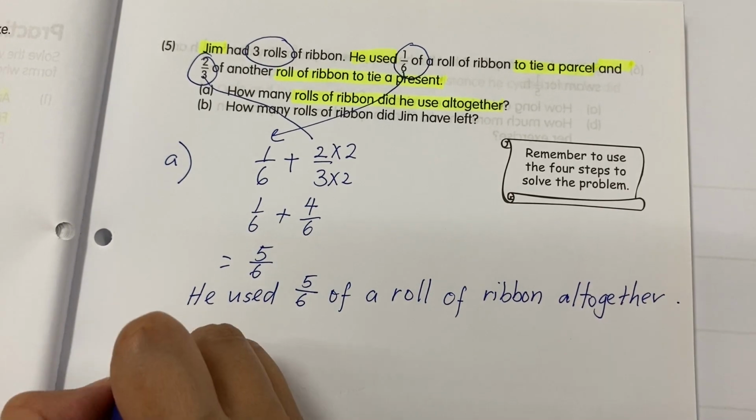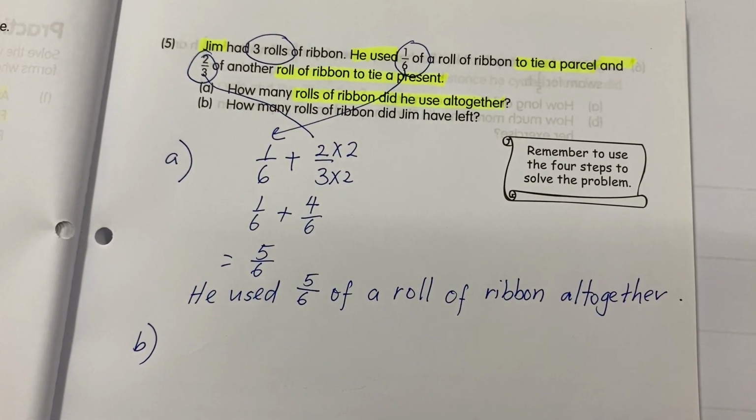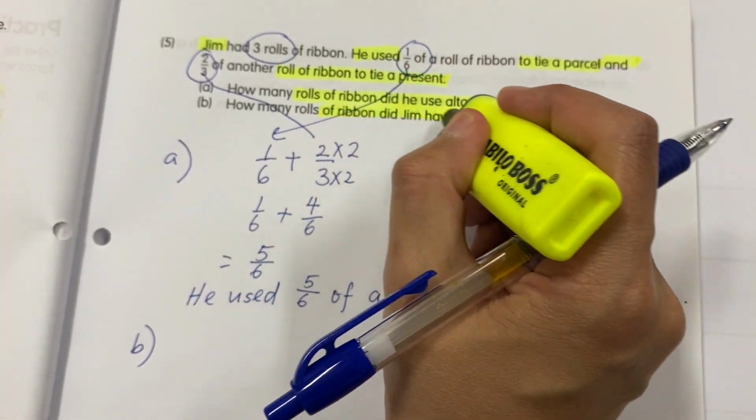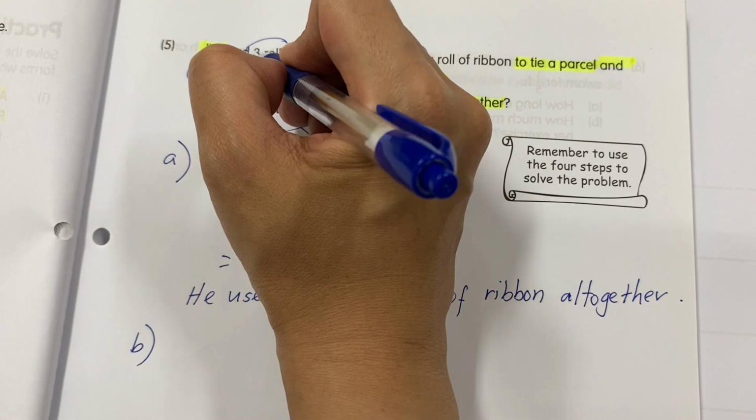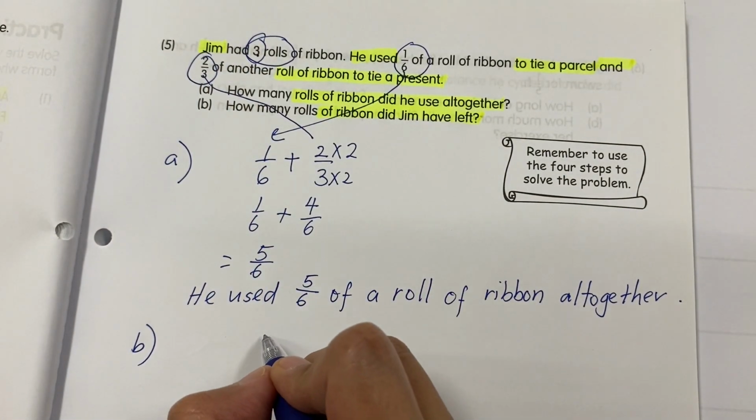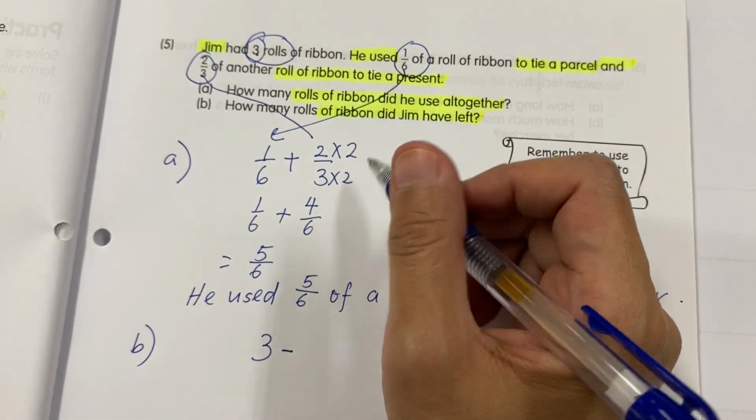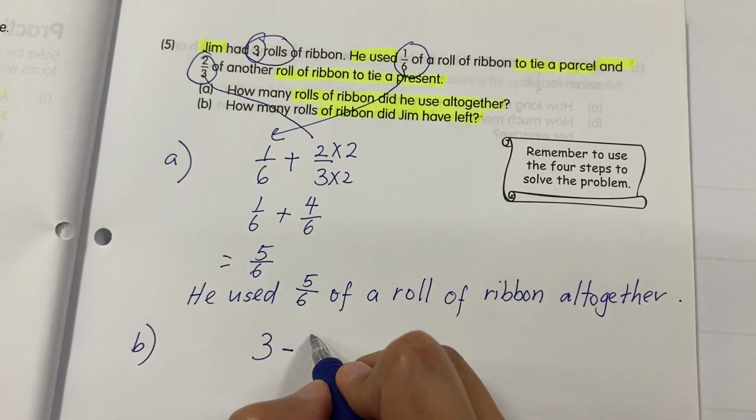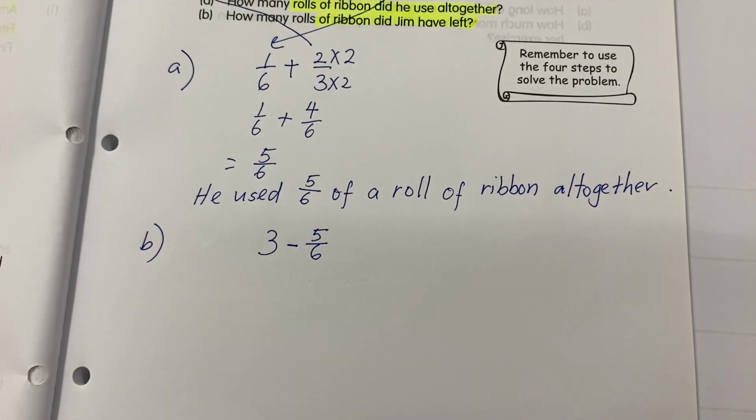Okay, for part B, how many rolls of ribbon did Jim have left? Okay, so this is the balance. Now in the first place, you start off with 3 rolls. Okay, so you have to use these 3 rolls. Take away your 5/6. Okay, so 3 wholes, take away your 5/6.